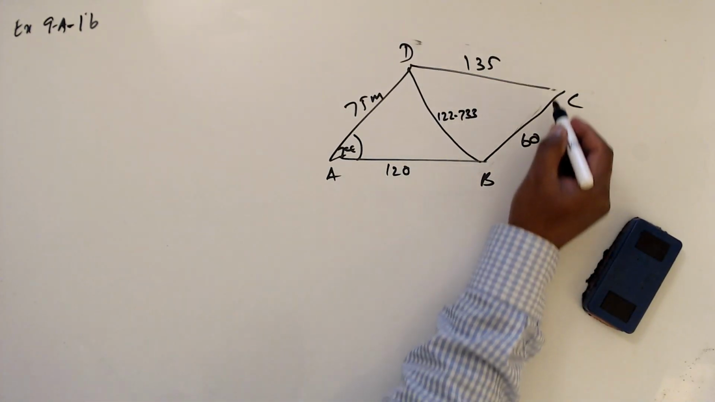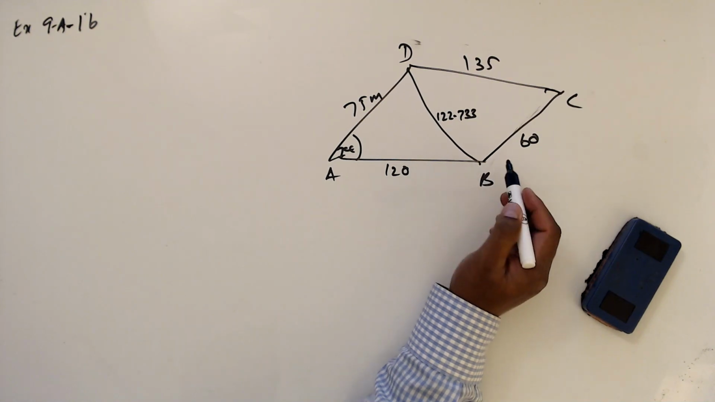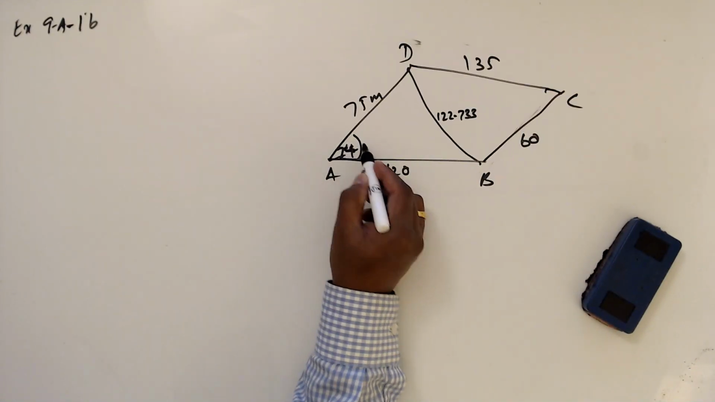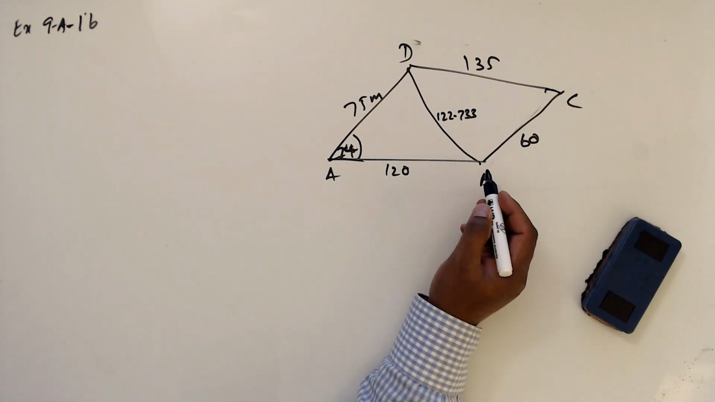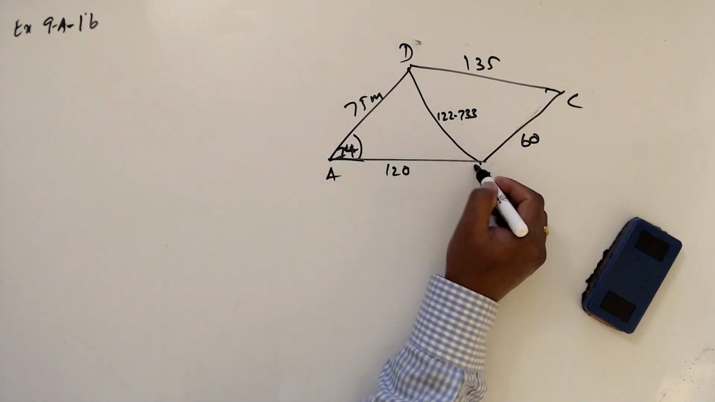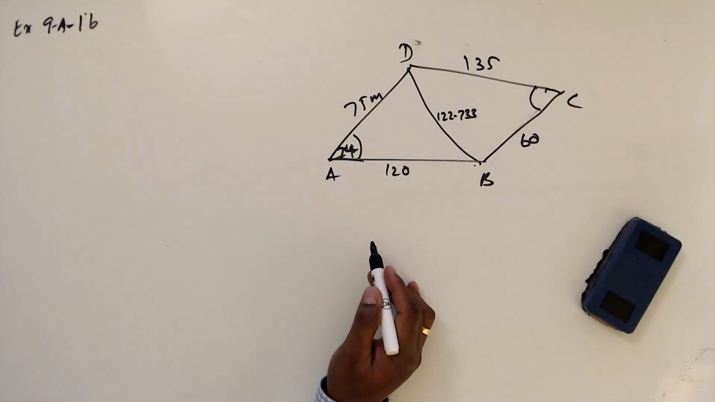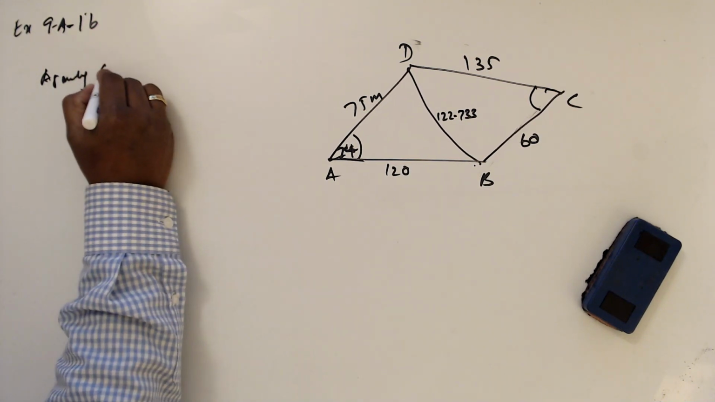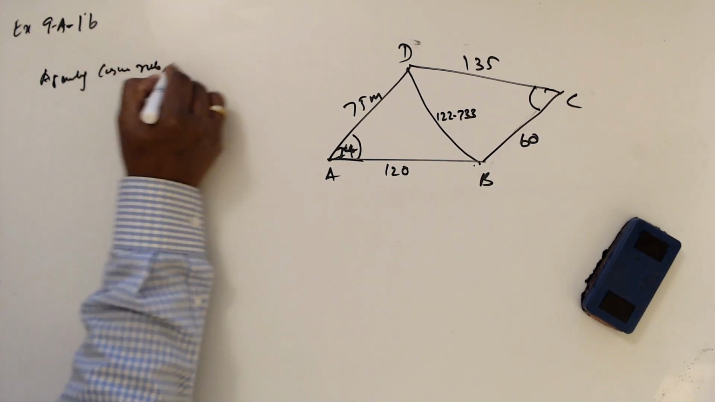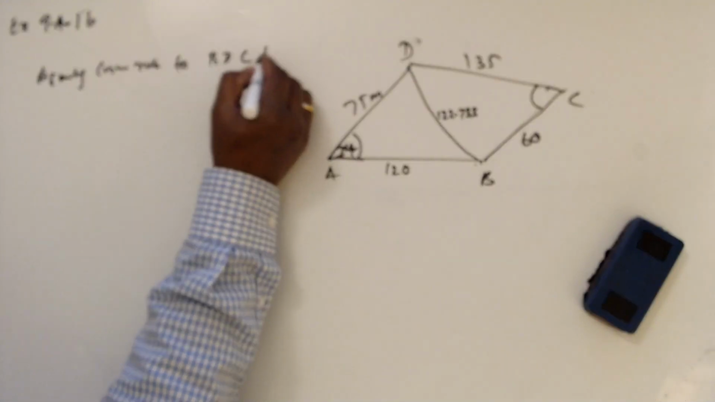Now part B, I know this distance and I accidentally erased everything. Now I draw again, and I know this distance, I know this distance, then I can find this angle. So apply cosine rule to the BDC triangle.